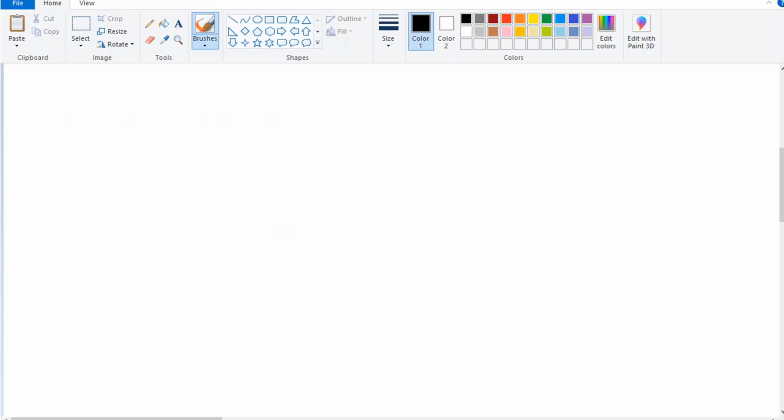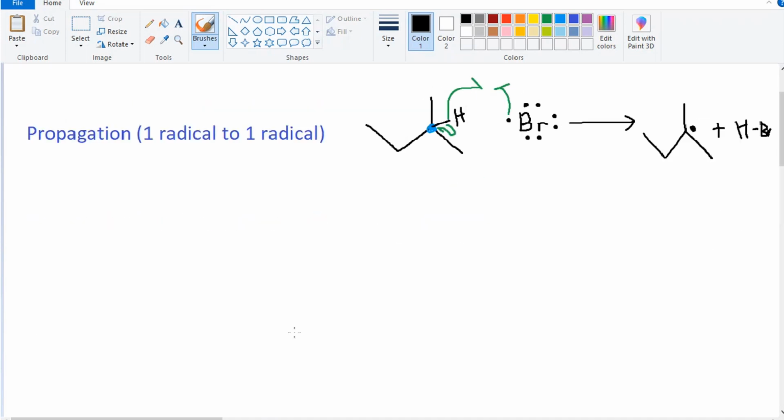Okay, HBr. There you go. So that's one. You go from having 1 radical on the bromine to 1 radical on the alkyl group. Then you can go ahead and do the same thing. Now this radical is still very unstable. It's going to react with what it most wants to react with. Well, it turns out that bromine is really attractive to this.